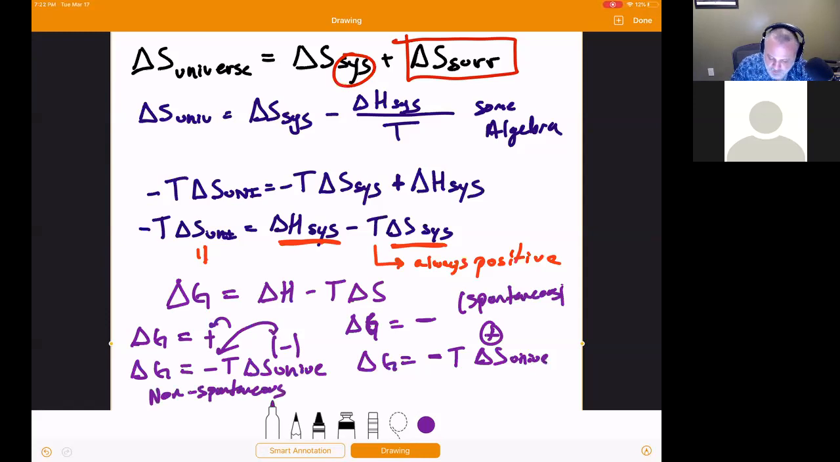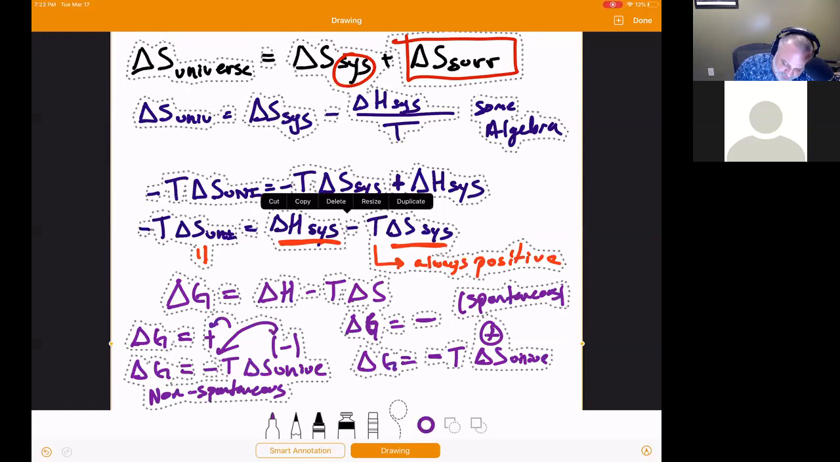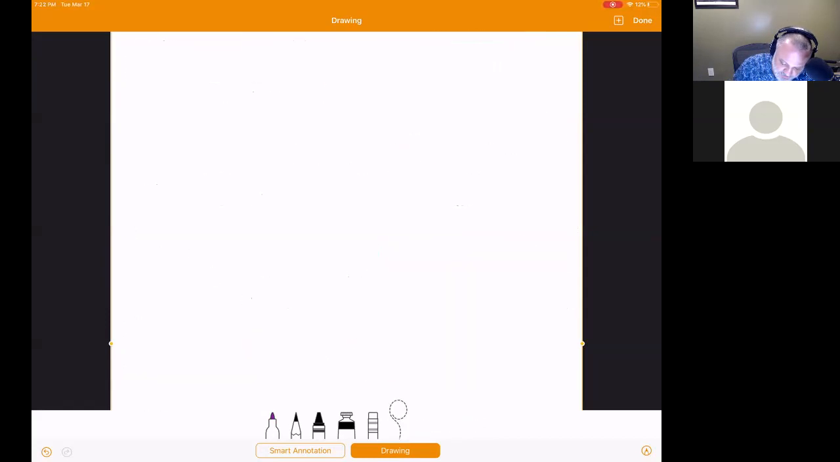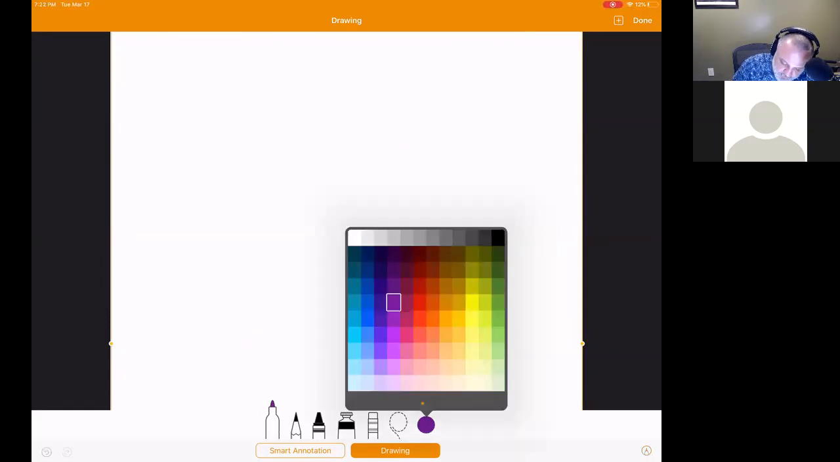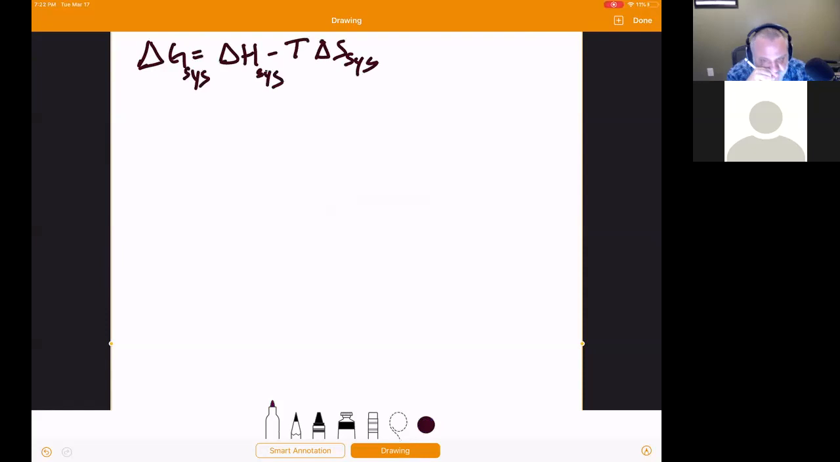Okay. Now we're there. So this is the last little piece. Now that we've got that all developed, we figure out where delta G comes from. Now we want to use delta G. So what I want to do is rewrite that formula. Delta G equals delta H minus T delta S. And remember that we're always talking about the system here. This is the free energy change of the system.